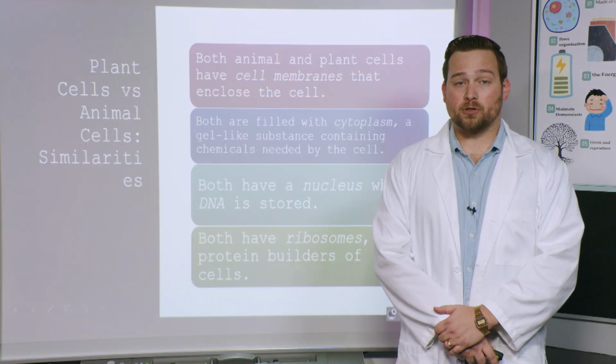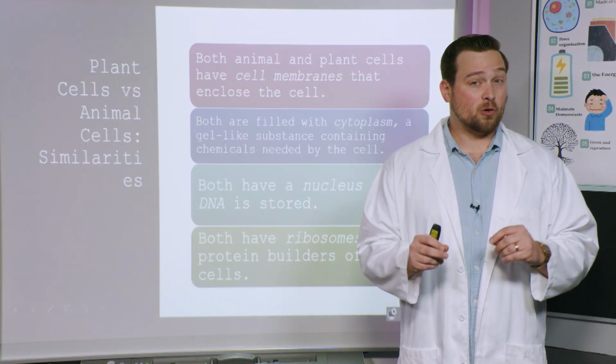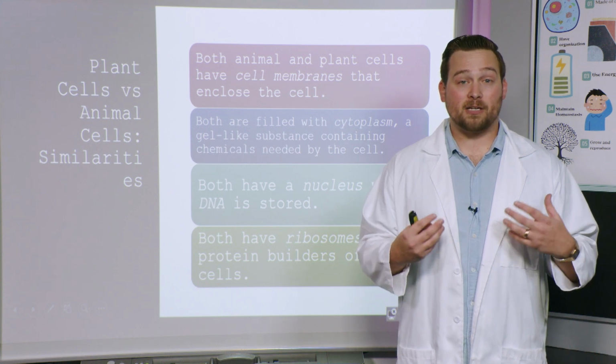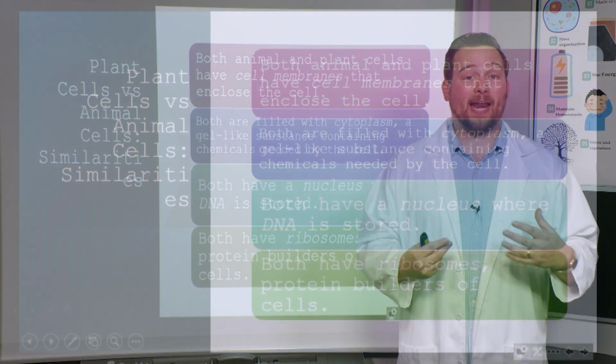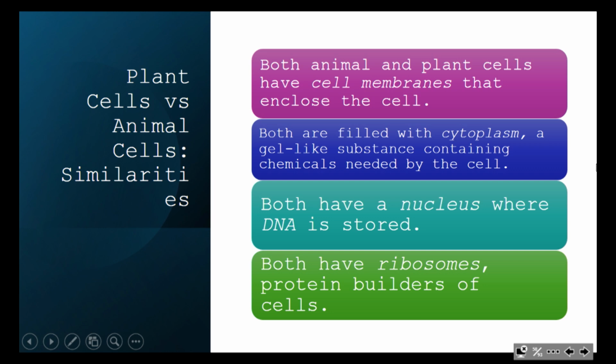Okay. So first of all, remember that these are both eukaryotic cells, so they have a lot of things in common. Okay, both plant and animal cells are going to have a cell membrane that encloses the cell. Now, something I need you to remember about the cell membrane, its job is that it lets things into the cell, but only certain things. And we call that being selectively permeable. It selects what it wants to come into and out of the cell.